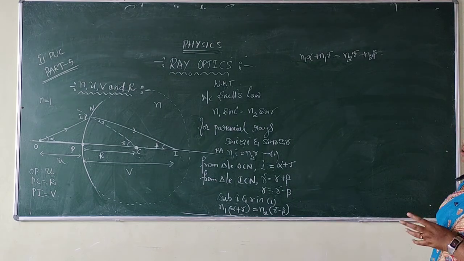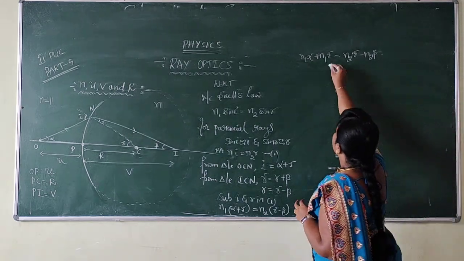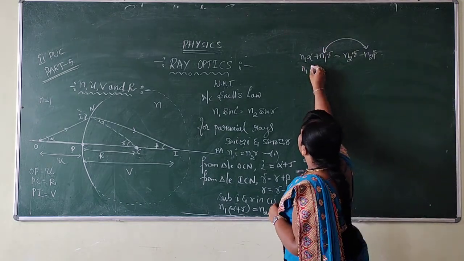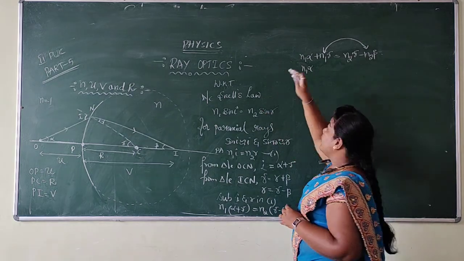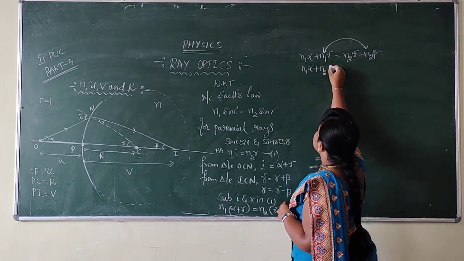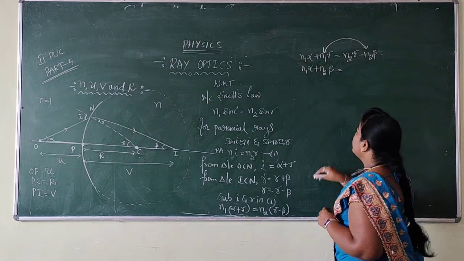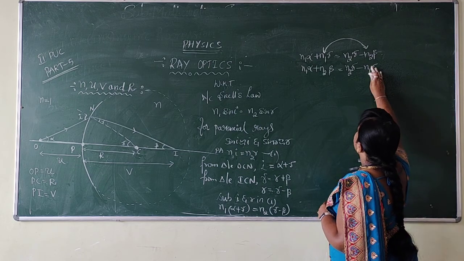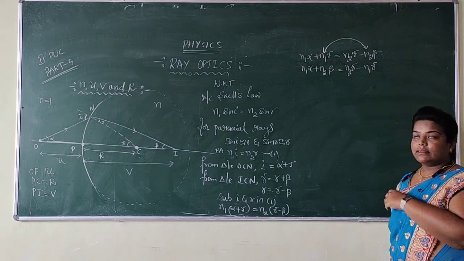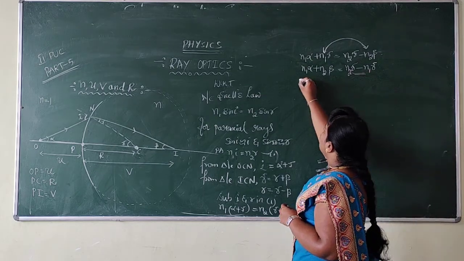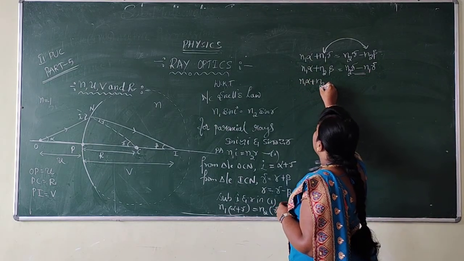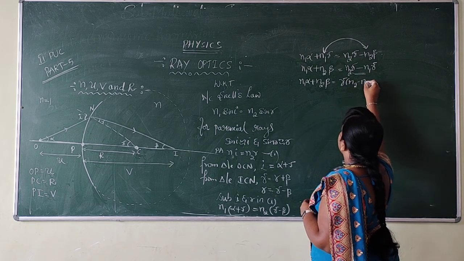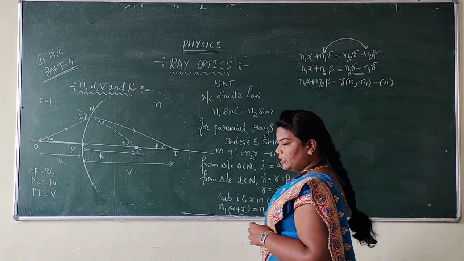Dear students, I want to take gamma terms to one side. So I am going to shift these terms, interchange the terms. So it becomes N1 alpha plus N2 beta, because N2 beta shifts to this side, is equal to N2 gamma, and this minus term, if I shift here, becomes minus N1 gamma, right? So here gamma is common. So N1 alpha plus N2 beta is equal to gamma into N2 minus N1. Take it as equation number 2.